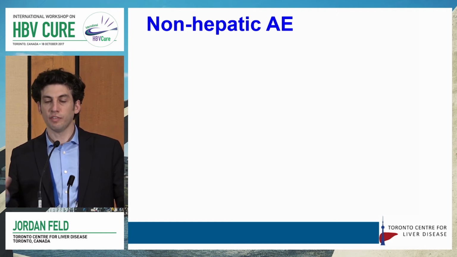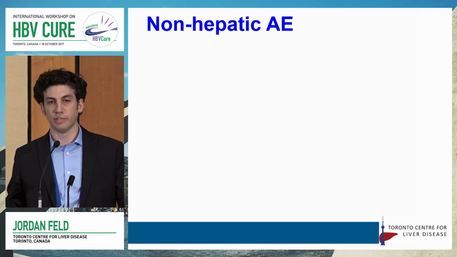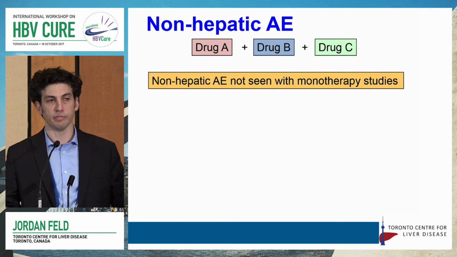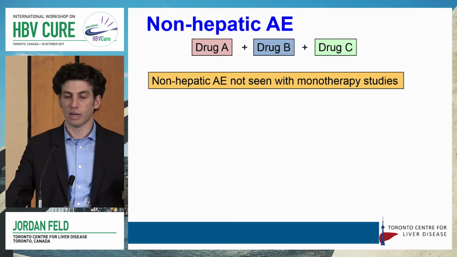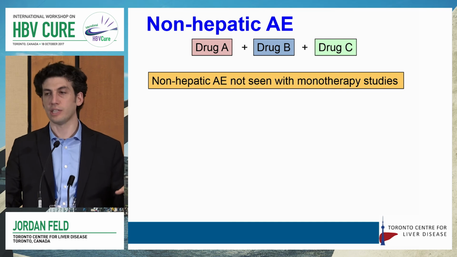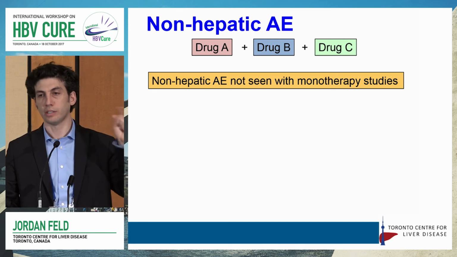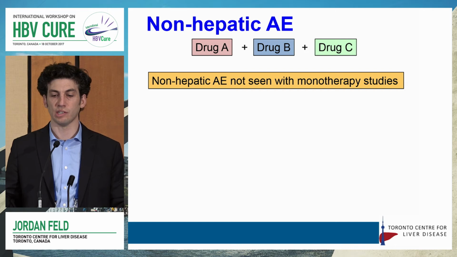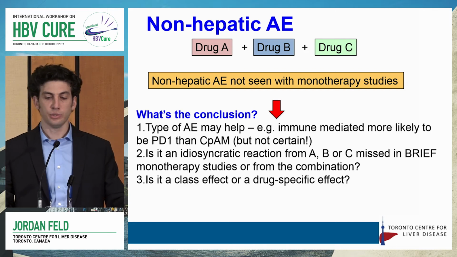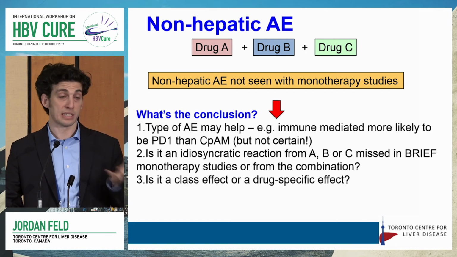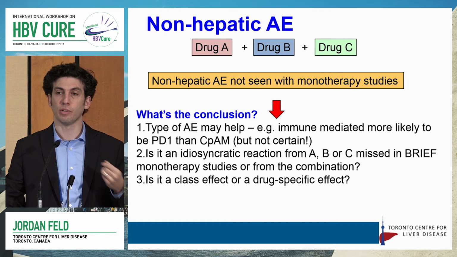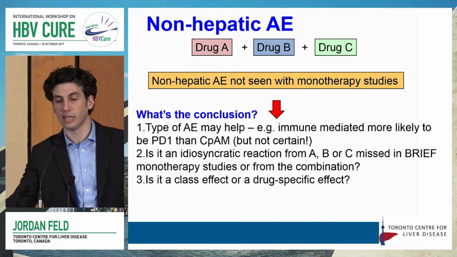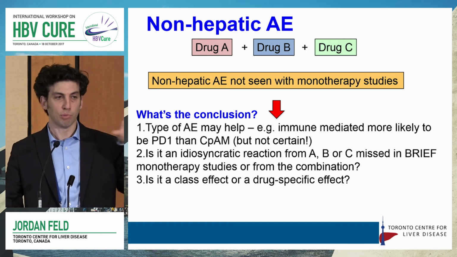If you think about a non-hepatic adverse event with combination Hep B therapy, let's again take the example of drug A, B, and C, and you have a non-hepatic adverse event not seen with any monotherapy. So you did all your monotherapy studies, they were clean, you put them together, and then you suddenly see this event. Now, what's the conclusion? Sometimes the type of adverse event might help you. If you're using an immune targeting drug and you have what seems like an immune mediated event, then you could probably point to the target.